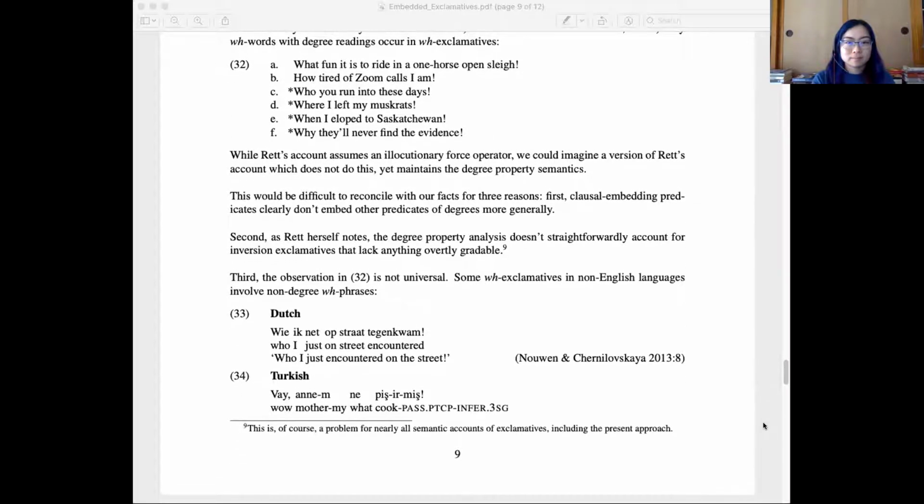This, we believe, is perhaps difficult to reconcile with our facts for at least 3 reasons. The first is that clausal embedding predicates don't embed other predicates of degrees more generally. So things like very, for instance, don't show up as complements of attitudes. And second, as Rhett herself notes, the degree property analysis doesn't straightforwardly account for inversion exclamatives that lack anything overtly gradable. We should say, however, that it's also not the case that our account necessarily easily extends to those cases as well.